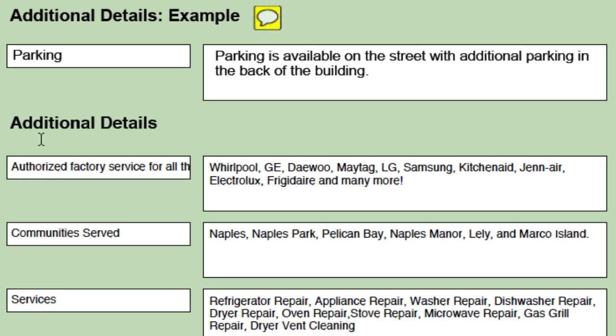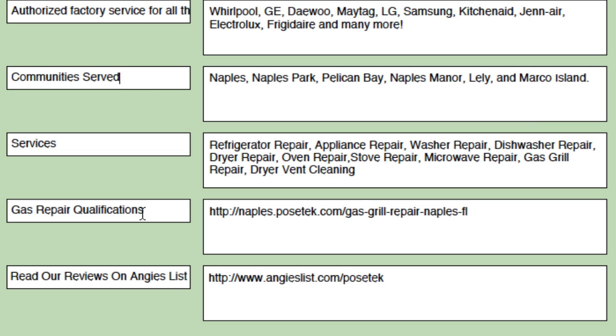So you can put additional details, like here's an example: parking. Parking is available on the street with additional parking in the back, etc. So that's cool, but you can also do some things that are keyword laden. So I can say here, authorized factory service for all of the major brands, and I can start listing those brands. Community served, I can list the communities, and I can also put down the zip codes like we talked about. Services, so here's all of our services. Again, in that order. Gas repair qualifications.